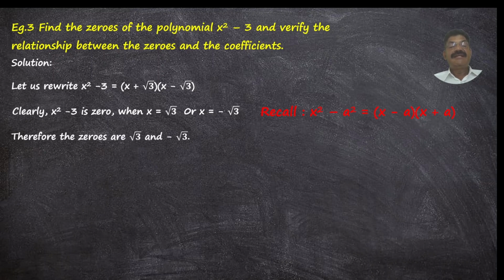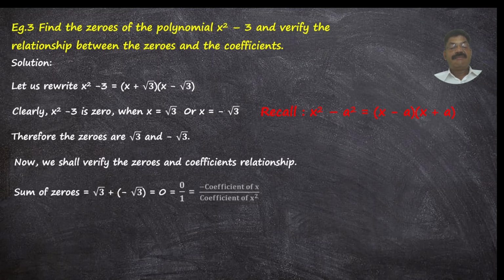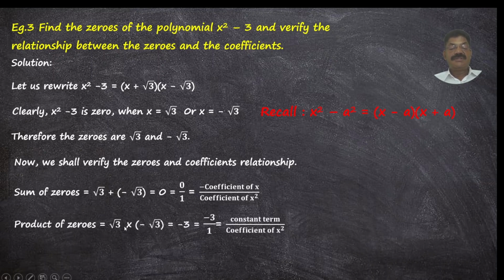Now, we are going to verify the relationships. Sum of the zeros: root 3 plus minus root 3 is equal to 0, which is equal to 0 by 1, because the x term is missing. Why is the x term missing? Its coefficient is 0. Therefore, that term is not present here. So, minus coefficient of x divided by coefficient of x square is equal to 0. Next, product of zeros is equal to root 3 into minus root 3, which is minus 3, which is equal to constant term divided by coefficient of x square. Hence the relationships are verified.